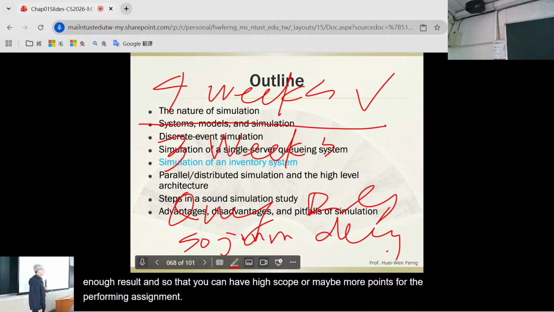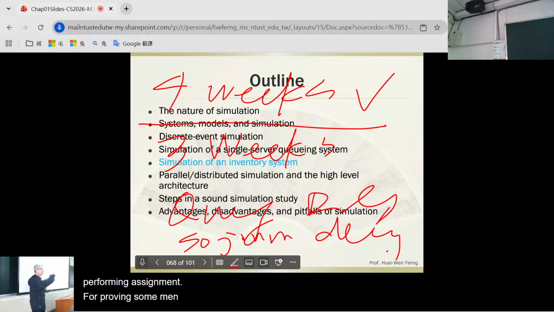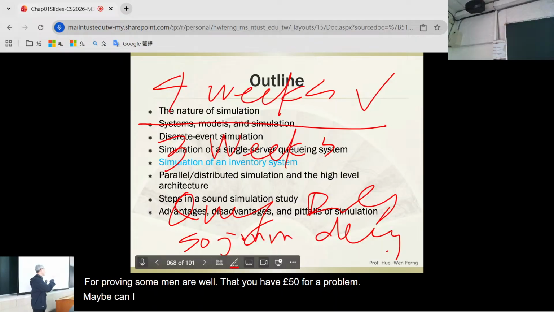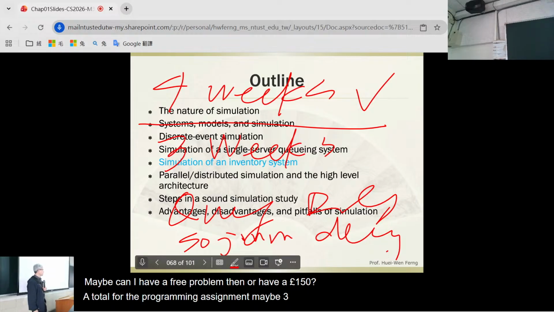For the programming assignment, I will already have 50 points for a problem. Maybe they have 3 problems, then we will have 150 points in total for the programming assignment, maybe 3 problems or maybe only 2 problems.